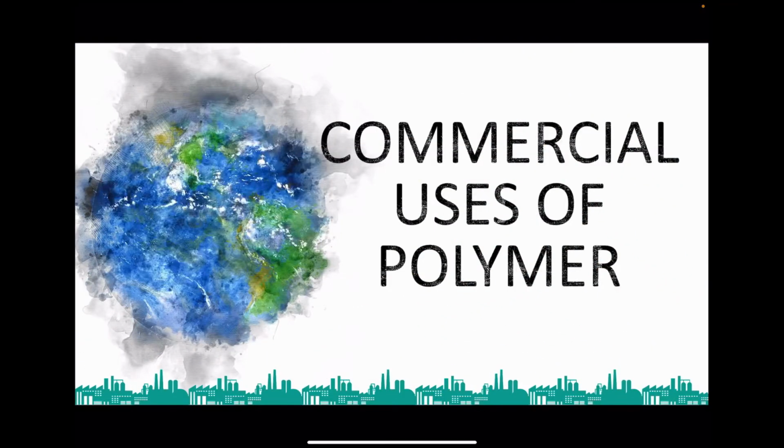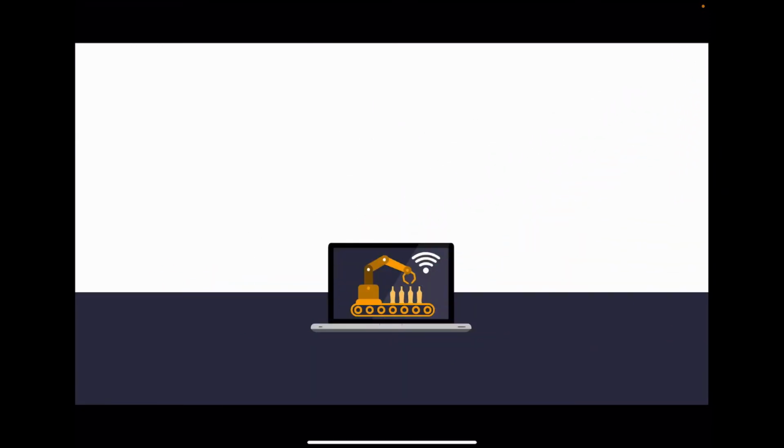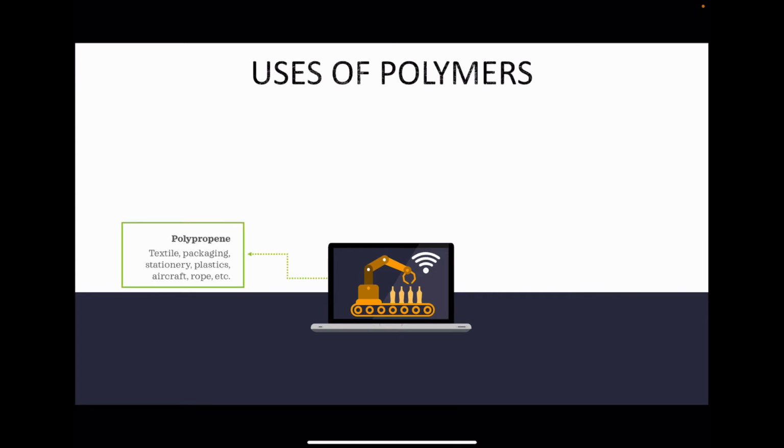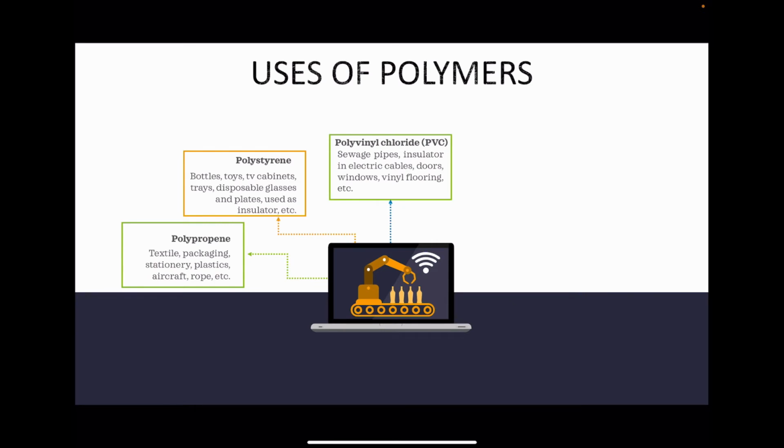Now, we move to the commercial uses of polymers. There are different types of polymers that have been used widely in the industries. For example, polypropylene. This polymer has been used in the production of textile, packaging, stationery, plastics, aircraft, and ropes. Next, polystyrene. This polystyrene has been used in the production of bottles, toys, TV cabinets, trays, disposable glasses, and plates, such as insulator. Next is the polyvinyl chloride (PVC).